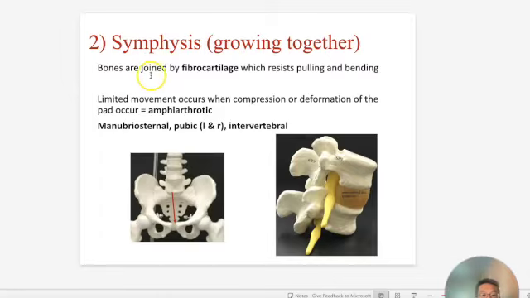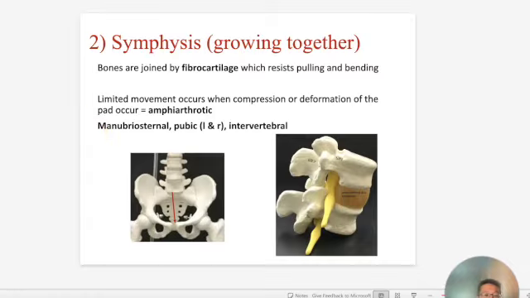Symphysis, bones are joined by fibrocartilage, which resists pulling and bending. Okay, so you need a lot of these resisting pulling and bending. Limited mobility. So what does limited mobility mean? Amphiarthrotic. Okay. Manubrial sternum. Okay. Pubic symphysis, and then intervertebral. So don't get them confused.